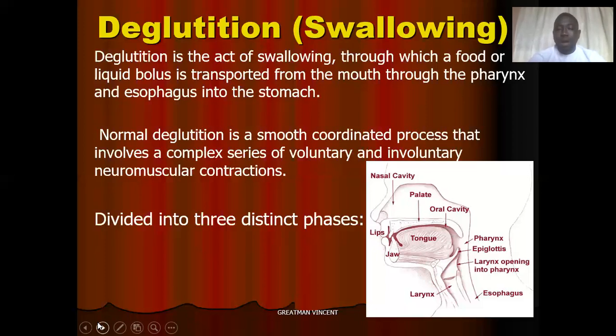So number one, we have the oral phase of swallowing, where food is placed in your mouth for the mastication process, for the grinding process, and for mechanical and some sort of chemical digestion. Yes, of course. The mechanical part is where your teeth and tongue come in, ensuring that the food is broken down into smaller pieces.